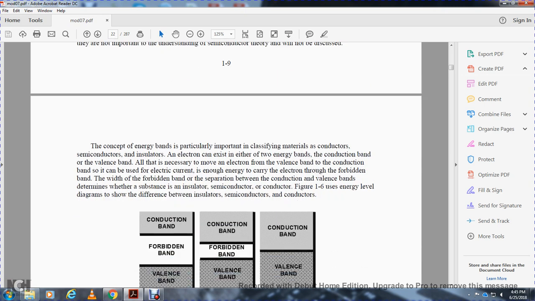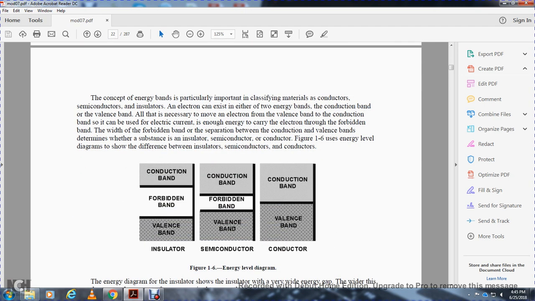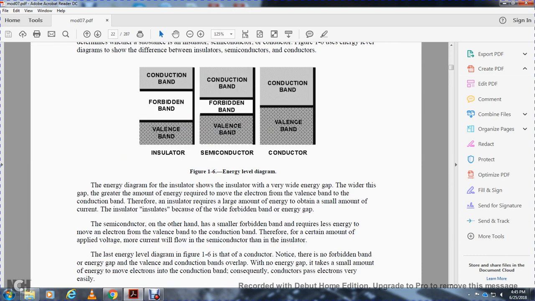Figure 1-6 shows the use of energy diagrams to see the difference between the insulator and the semiconductor. The diagrams show the insulator with conduction band, forbidden band, and valence band; the semiconductor with conduction band, forbidden band, and valence band; and the conductor with conduction band and valence band. The energy diagram of the insulator shows a very wide energy gap. The wider the gap, the greater the amount of energy required to move an electron from the valence band to the conduction band. Therefore, the insulator requires a large amount of energy to obtain a small amount of current. The insulator is this way because of the wide forbidden band, or energy gap.